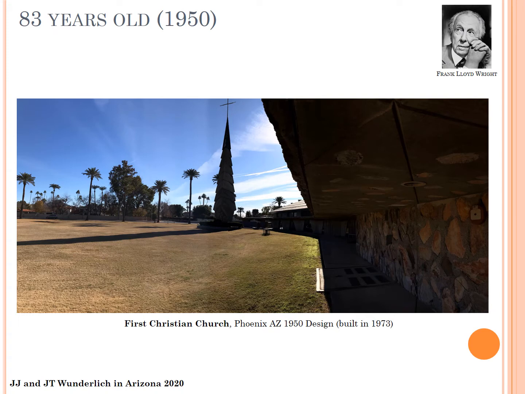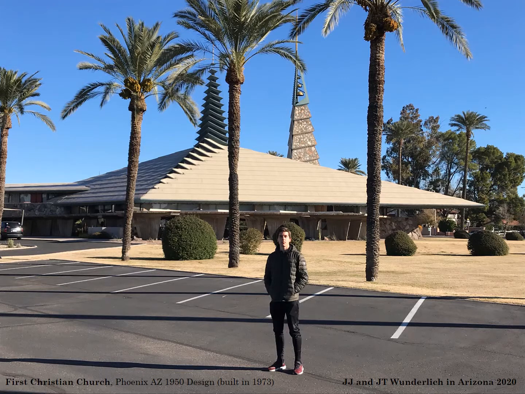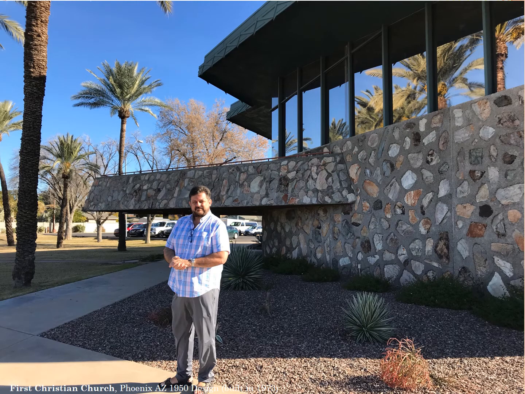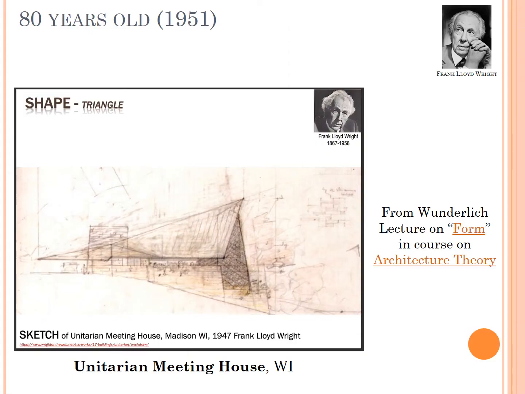So let's look at some of his designs, selected designs here. So this is 83 years old. It's First Christian Church in Phoenix. So my son in front of it. It wasn't built until 1973, after his death, but he designed it in 1950. Here's me in front of the church.